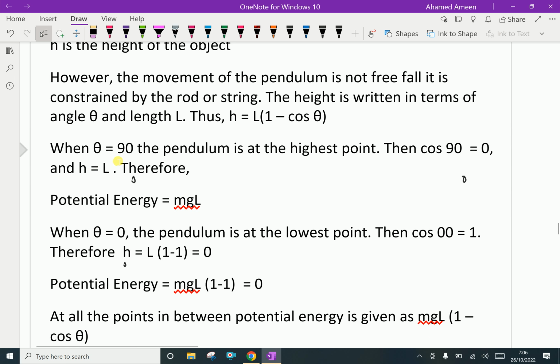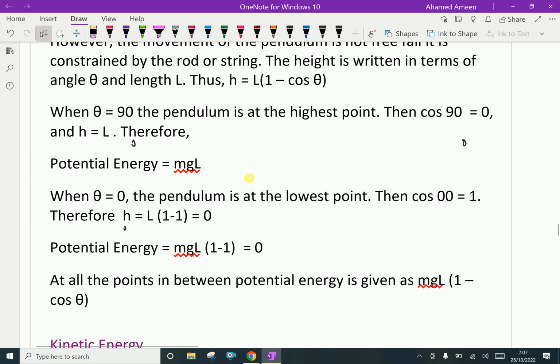Now if theta equals 90 degrees, the pendulum is at the highest point, meaning the pendulum oscillates and comes to here, this is the highest point. Therefore, we know that cos 90 equals 0, so h equals L, meaning at the horizontal position the pendulum is at the highest point. Then potential energy equals mgL, mass into gravity into length.